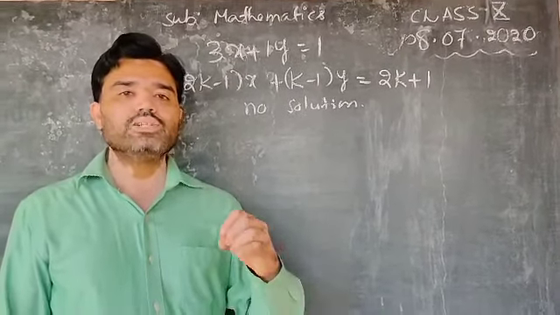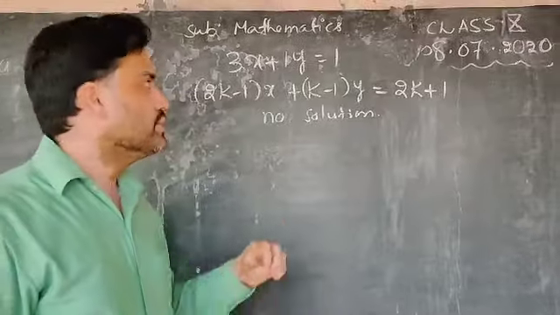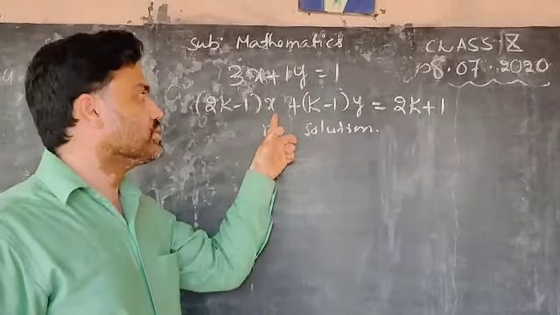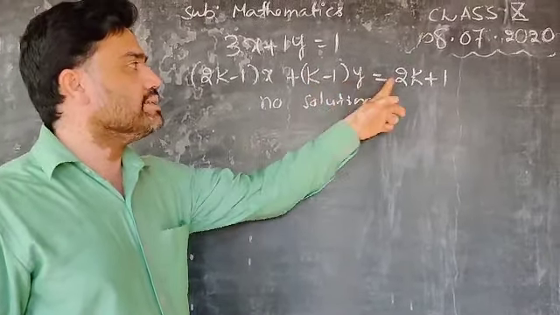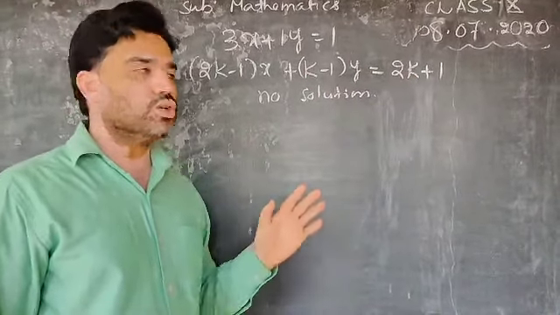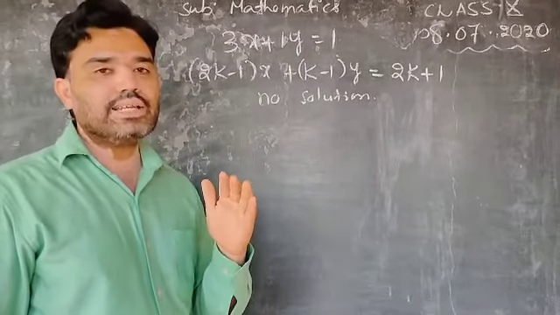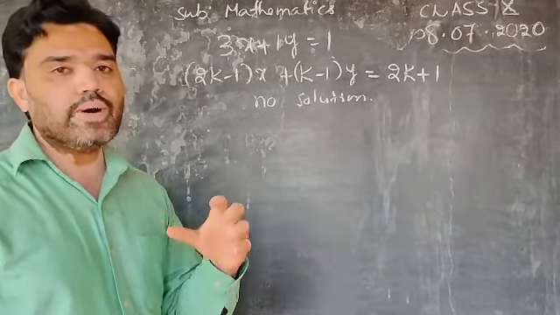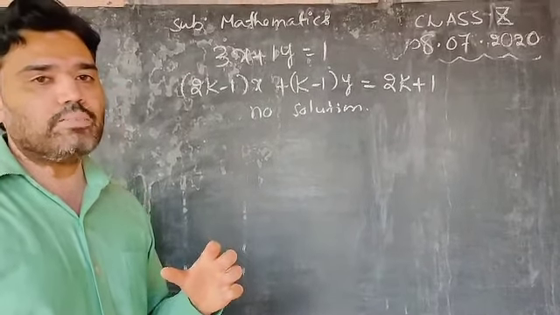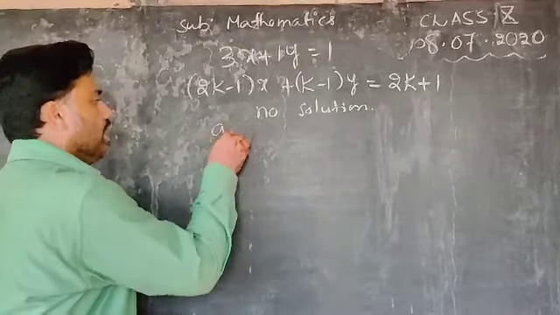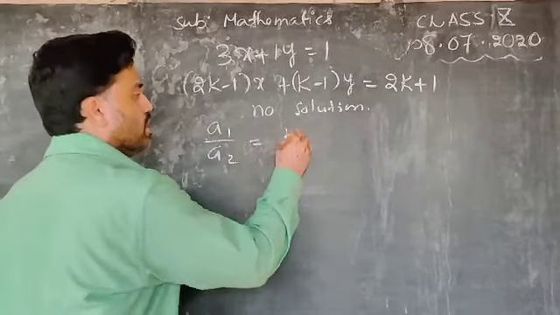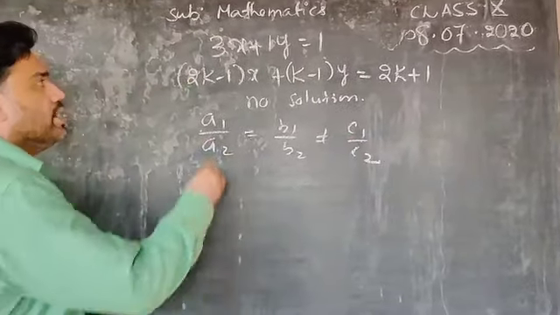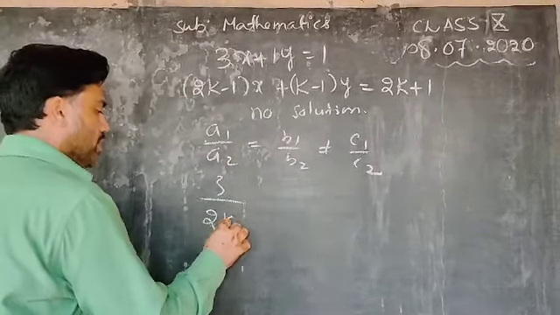Okay, children. Now let us look at the next problem, that is 3x plus 1y is equal to 1. (2k minus 1) into x plus (k minus 1) into y is equal to 2k plus 1. Have no solution, means the given lines are parallel, inconsistent. So what is the ratio we have to make use of? a1 by a2 is equal to b1 by b2 not equal to c1 by c2. Okay, a1 by a2 means 3 by (2k minus 1).